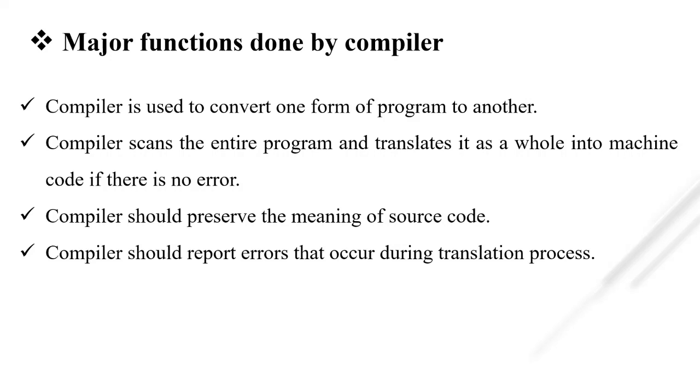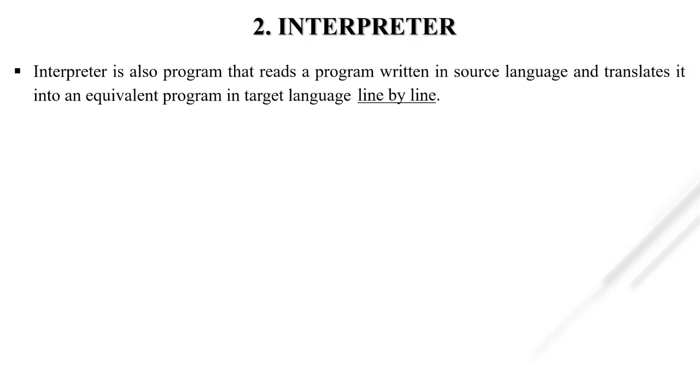The compiler must preserve the meaning of the source code. It means if we develop a program for addition, it must perform addition, not subtraction or multiplication. The compiler should report errors so that the user can correct the program. Now, what is an interpreter? It also translates the source language into an equivalent target language. But unlike a compiler, it converts one line at a time and reports errors if any.